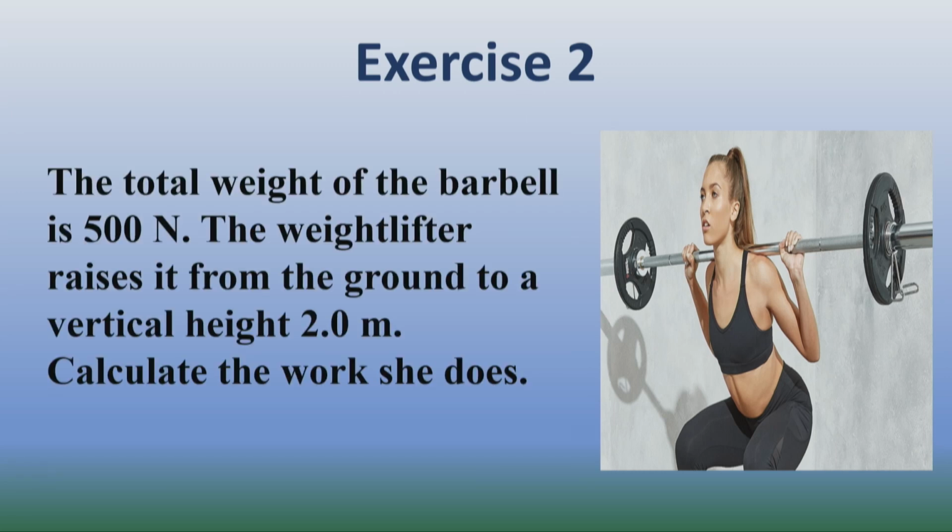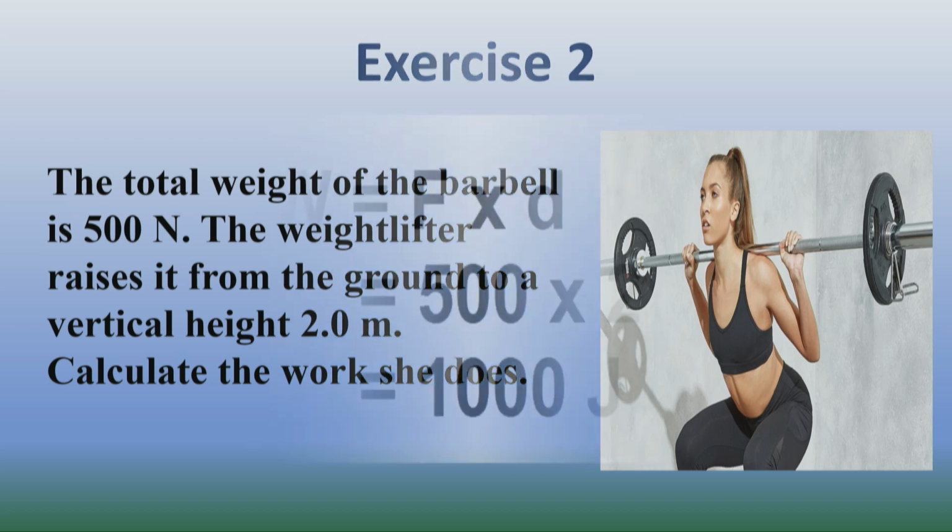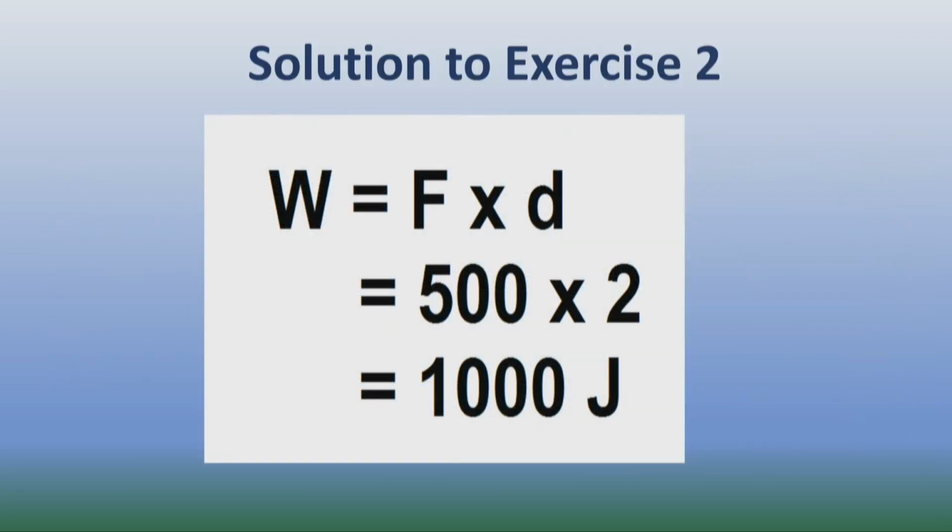We now move to exercise 2. The total weight of the barbell is 500 Newton. The weightlifter raises it from the ground to a vertical height 2 meters. Calculate the work she does. Once more, work done is equal to force times distance, which equals 500 times 2, and this is 1000 joules.